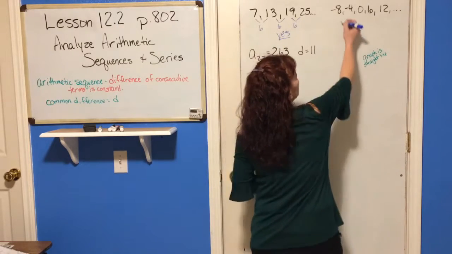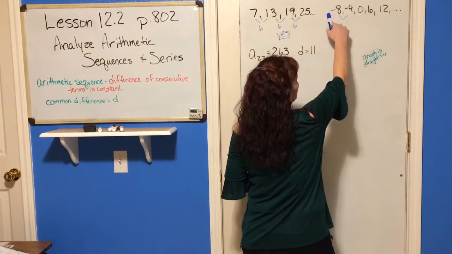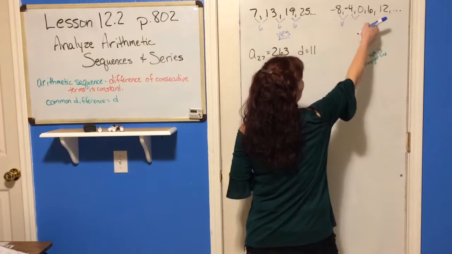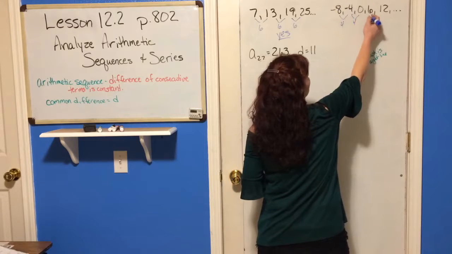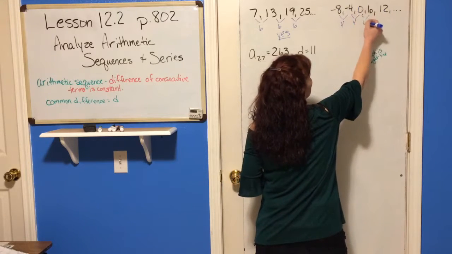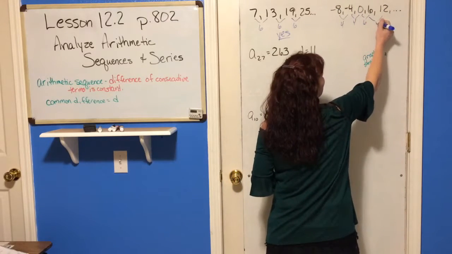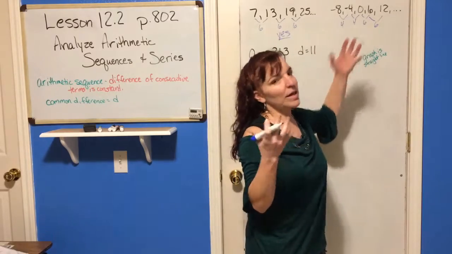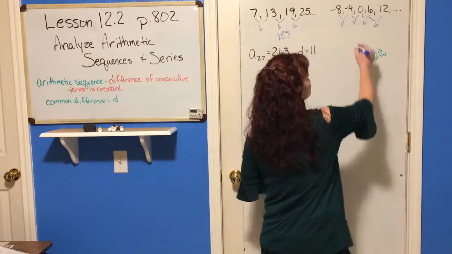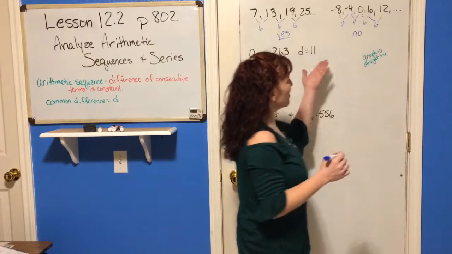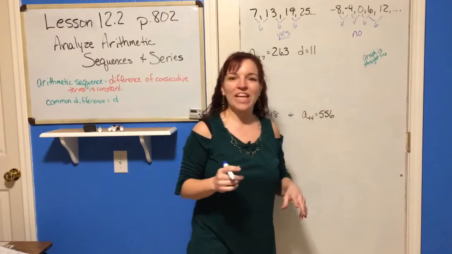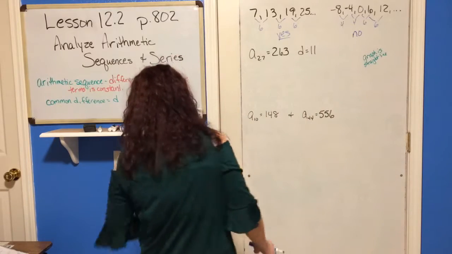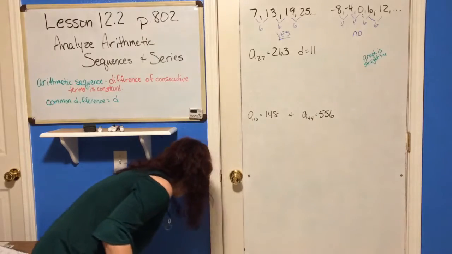Now, if I do the same thing here, negative 4 minus a negative 8 is 4. 0 minus a negative 4 is 4. 6 minus 0 is 6. 12 minus 6 is 6. So we've got a pattern going on, but it's not an arithmetic sequence. So the answer is no. We don't have the same distance between each term, so it's not arithmetic.